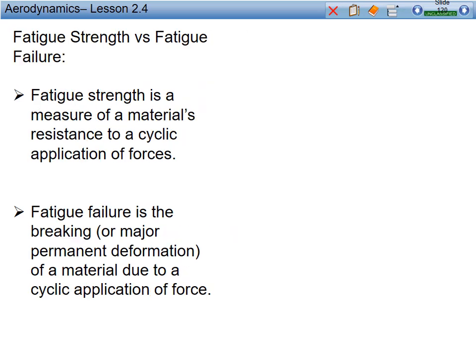Fatigue strength versus fatigue failure. As opposed to static strength and static failure, fatigue strength is a measure of a material's resistance to a cyclic application of forces. Fatigue failure is the breaking or major permanent deformation of the material due to that cyclic application of force.